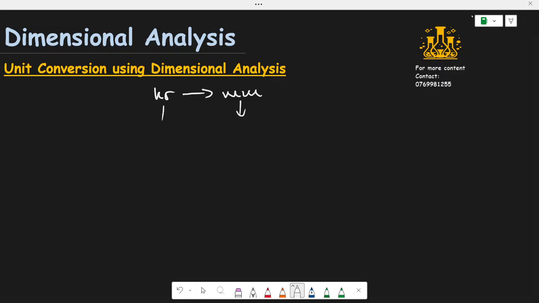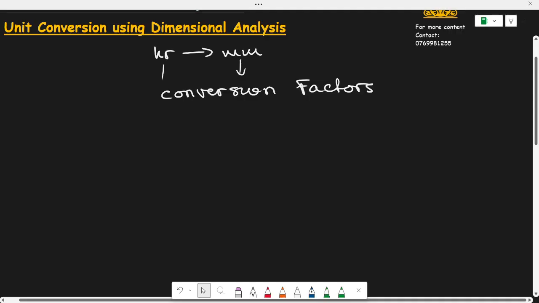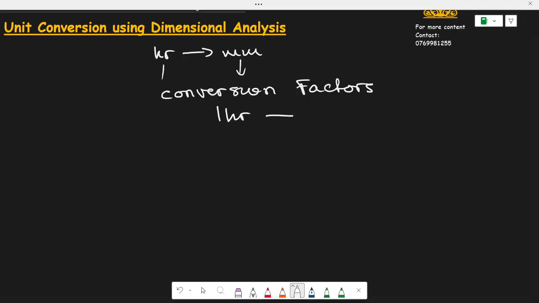So how do we do this using dimensional analysis? Things that you need to consider first are what we are calling conversion factors. So basically just how two systems of measurements relate to one another. For example, in 1 hour you have 60 minutes. So this is a measurement unit and this is also a measurement unit, and the conversion factor between these two measurement units is the 60.